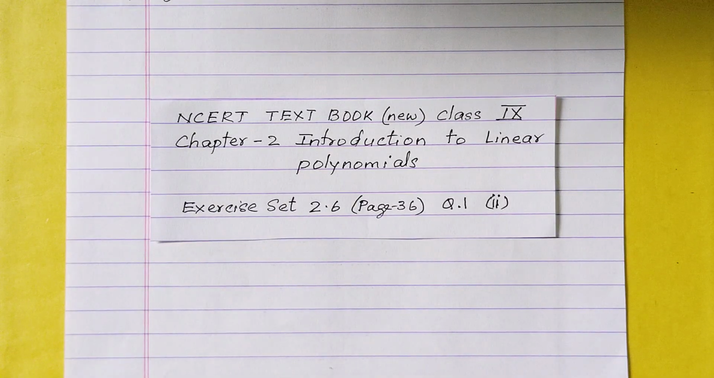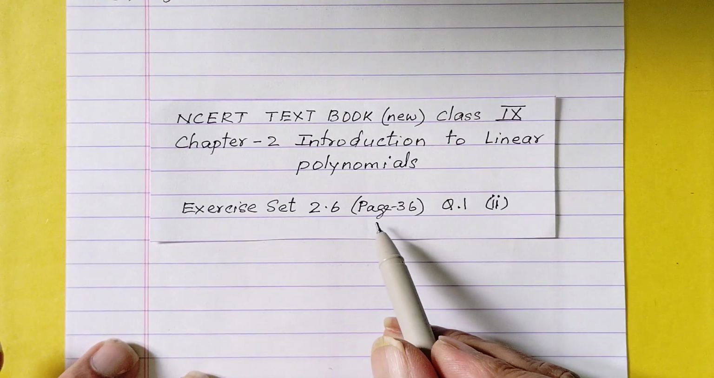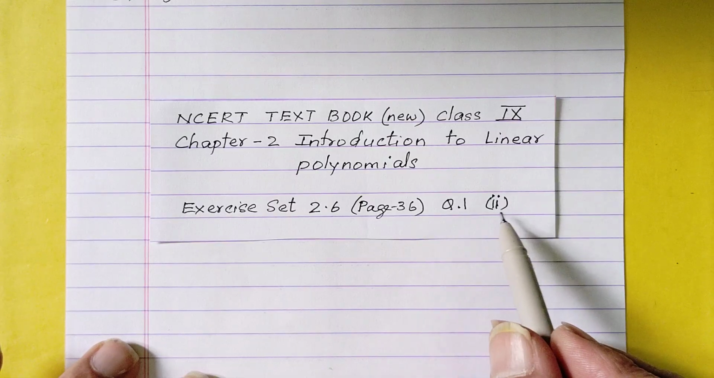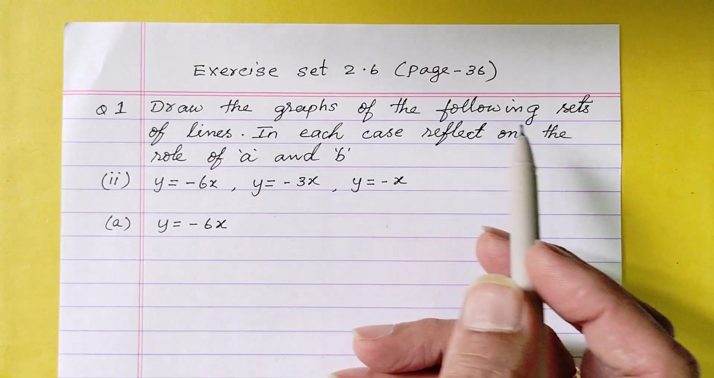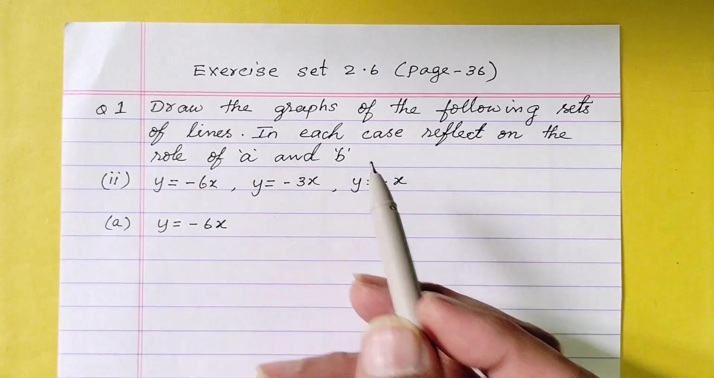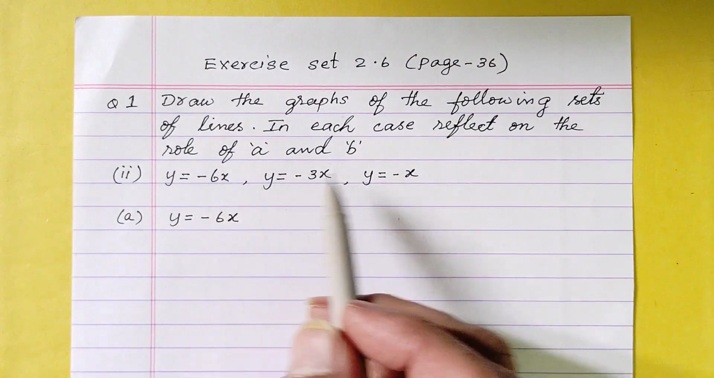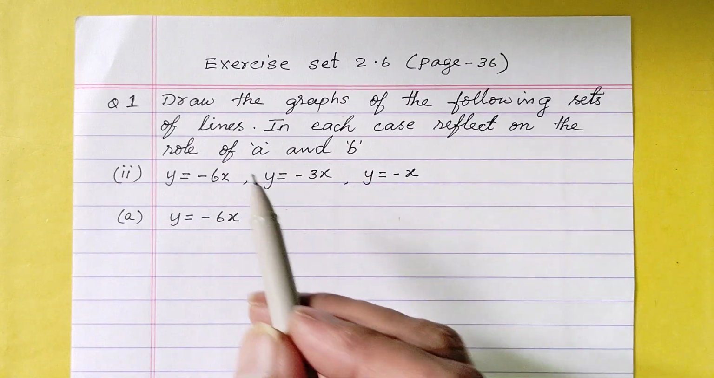In this class, we'll solve sums from NCERT textbook, class 9, chapter 2, introduction to linear polynomials, exercise set 2.6, page number 36, question 1, part 2. The question says, draw the graphs of the following sets of lines. In each case, reflect on the role of A and B. They have given us three equations. We have to draw the graphs of these three and we have to comment on the role of A and B.